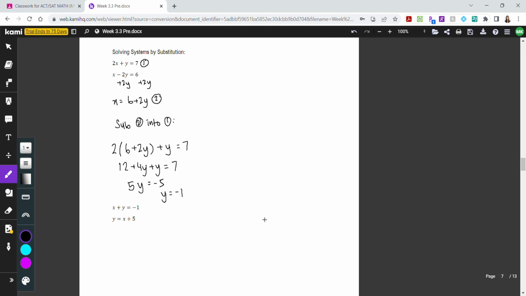All right. And now, because I know y is equivalent to negative 1, I'm going to substitute y equals negative 1 into, let's see, I'm going to use equation 2 because it looks a lot simpler. You could also use equation 1, and that's completely fine. But I'm just going to use equation 2 for simplicity's sake. So we're going to get x equals 6 plus 2, replacing y with negative 1. So once we get that, we get x equals 4. That means the solution to our system of equations is (4, negative 1).